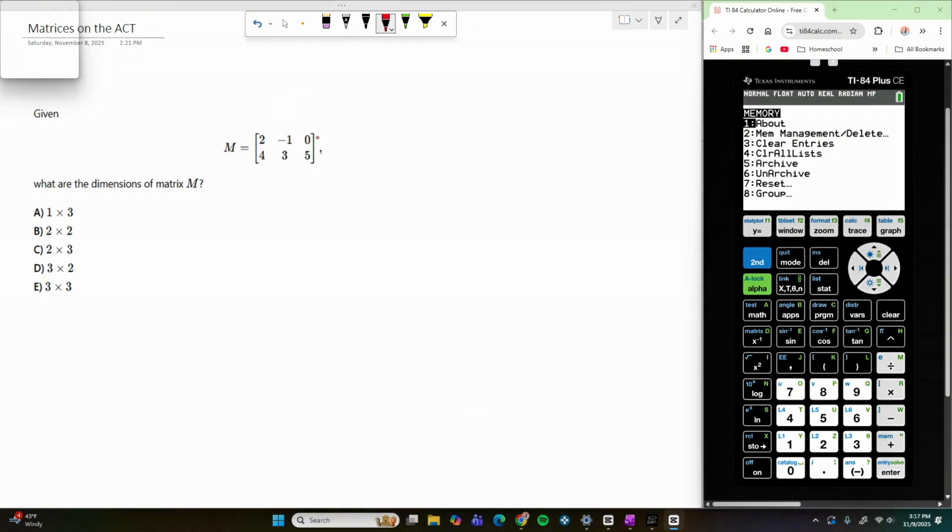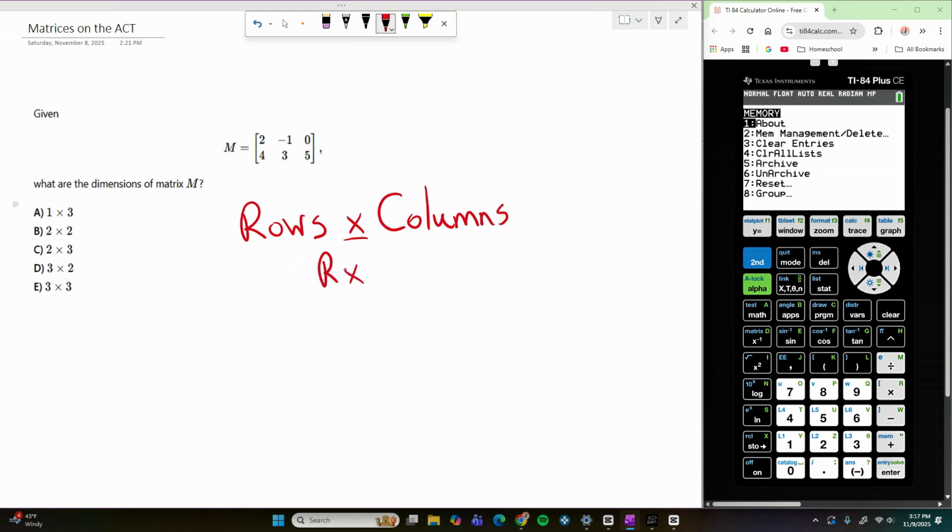Given M equals 2, negative 1, 0, 4, 3, 5. This is a matrix here. What are the dimensions of matrix M? So the first thing about matrices is determining what the dimensions are. All dimensions are written like these answers here, where it looks like some number times another number. But in actuality, this is an indicator of the amount of rows on one side of the X and the columns on the other side. Specifically, it is always the amount of rows, or R, times C, the columns, on the right side.